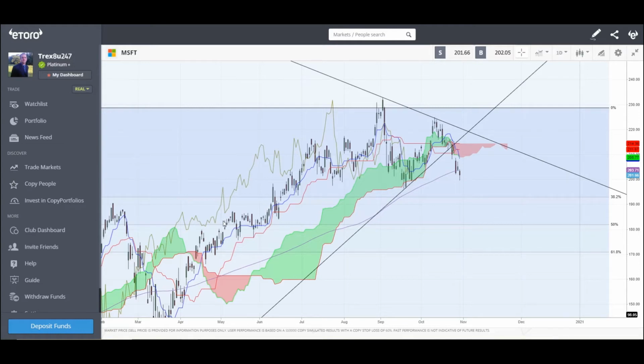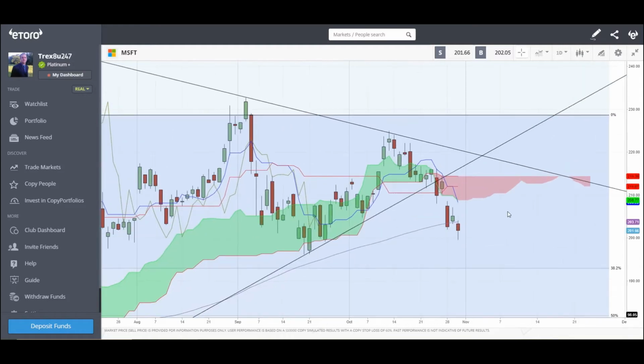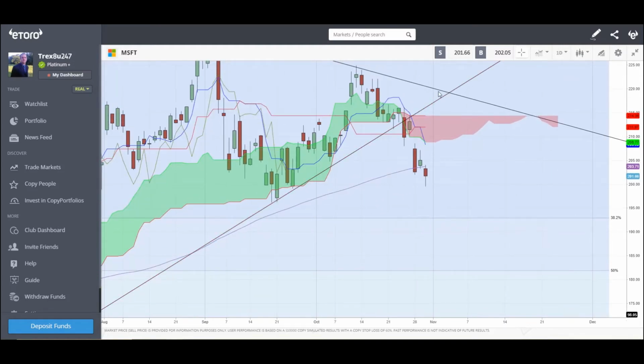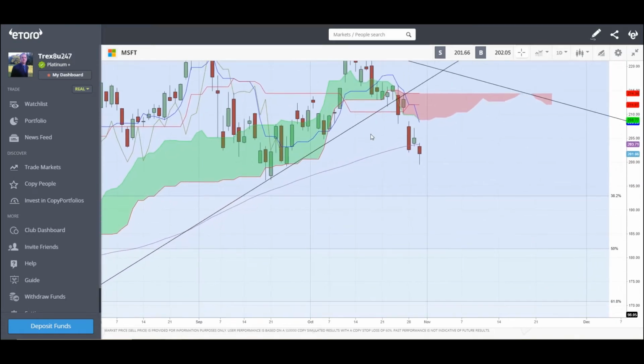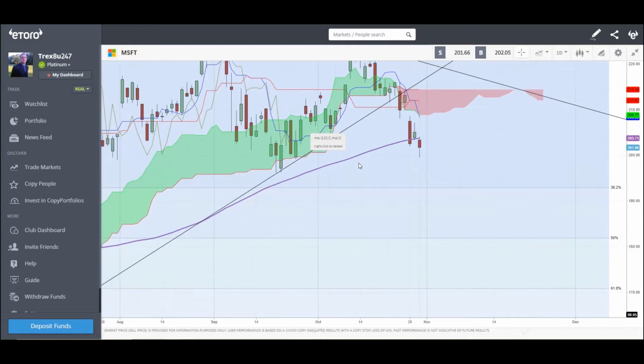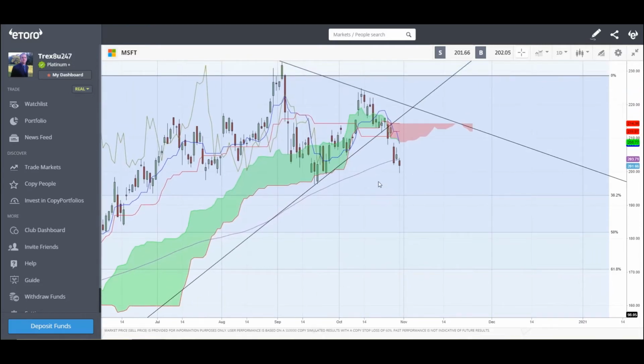And now we have Microsoft. What we're looking at here, quite simply, we can see it's dropped below our squeeze point, and that got my attention. The next thing that got my attention was a drop below the 120 moving average. This is a little bit of a worry, indicating that it could change trend quite heavily.